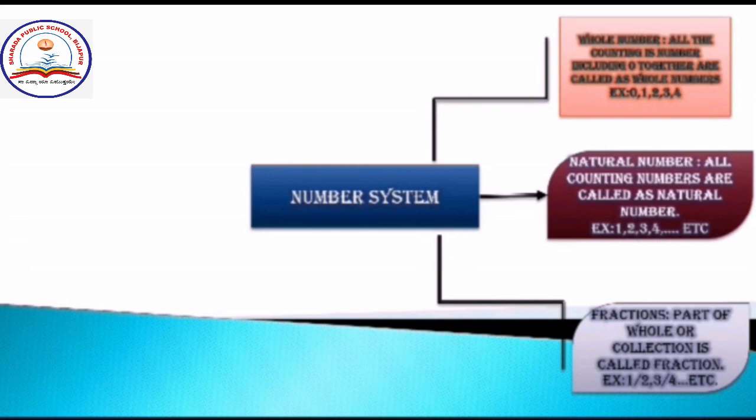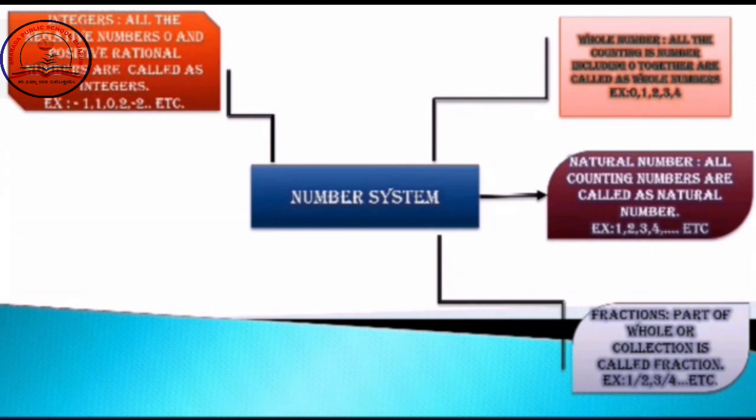Fractions. A part of a whole or collection is called a fraction. For example, 1 by 2, 3 by 4, etc. Integers. All the negative numbers and positive rational numbers are called integers. For example, -1, 1, 0, 2, -2, etc.